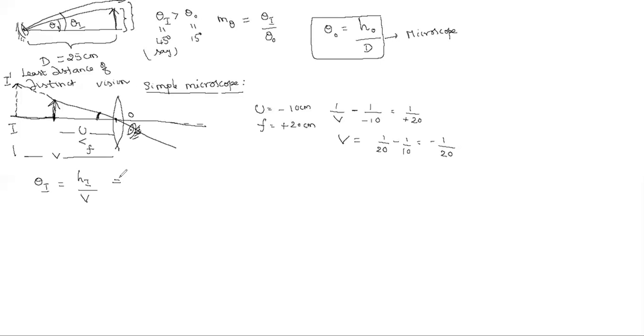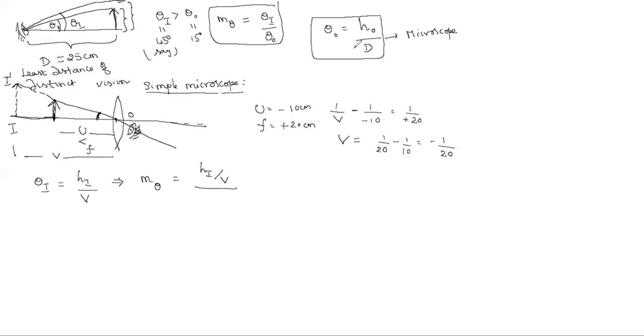So here I am trying to find out the magnification of this simple microscope. M equals theta I by theta O, the basic formula here. Theta I is equal to H_I by v.